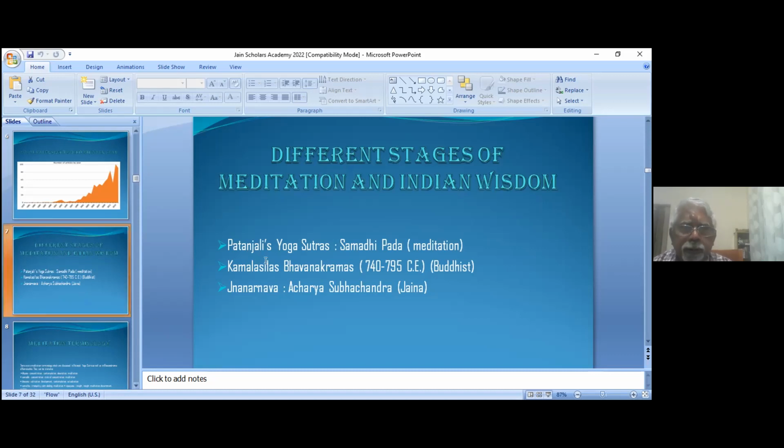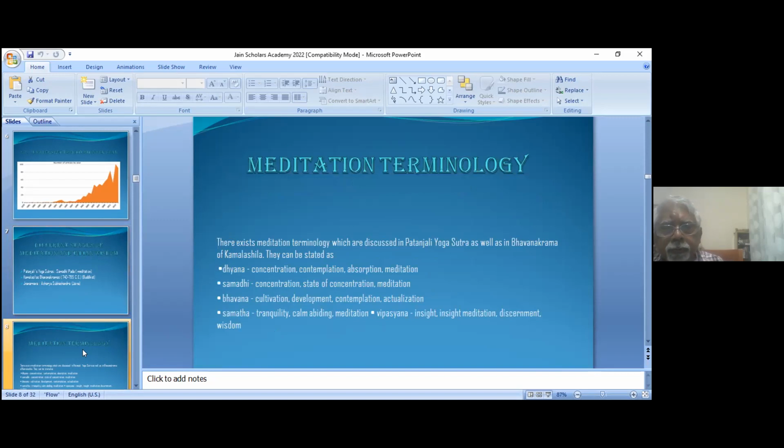As I told you, I have consulted 3 books: Patanjali Yoga Sutra, Kamalashila's Bhavanakrama, which is a Buddhist text, and Gyanarnava by Acharya Subhachandra, which is a Jain text. Now, if we go to meditation terminology, there are different terms used in meditation: dhyana, concentration or contemplation or absorption, then samadhi, the state of concentration, then bhavana, because in Kamalashila's book it is written Bhavanakrama. So bhavana is like cultivation or development or contemplation. And there is also a word used in meditation context called tranquility, calm abiding, etc.